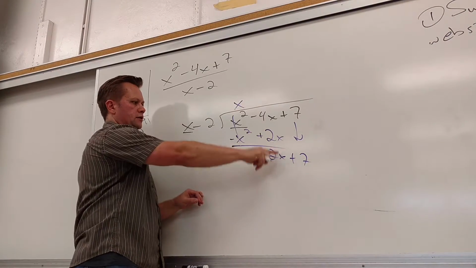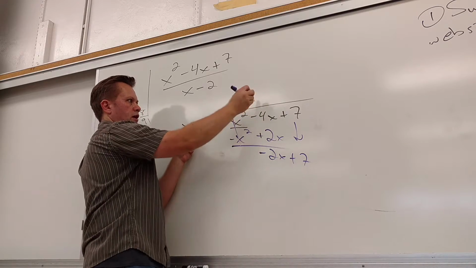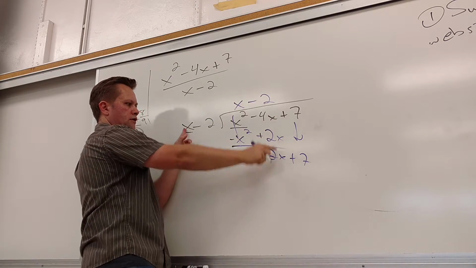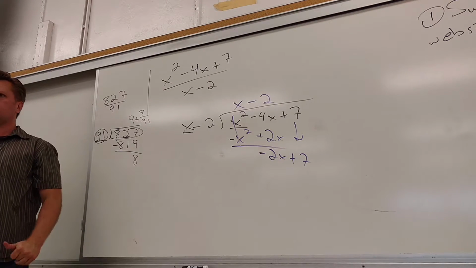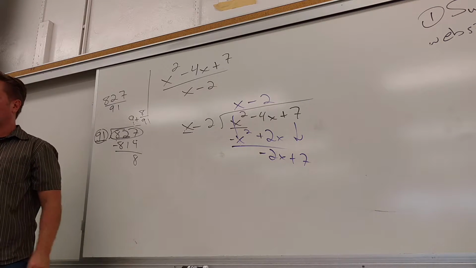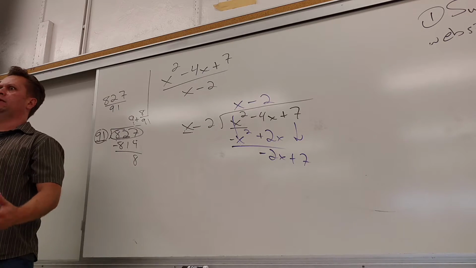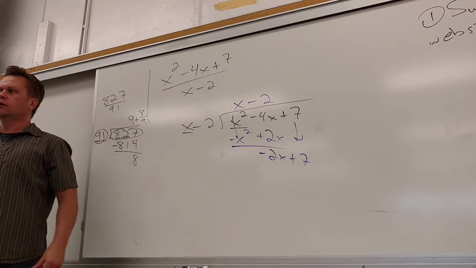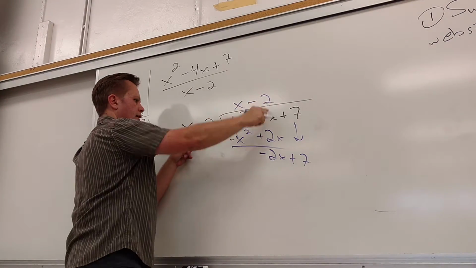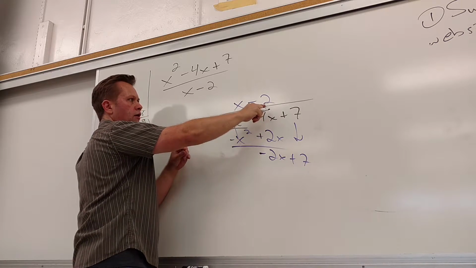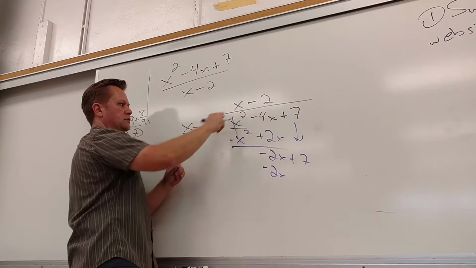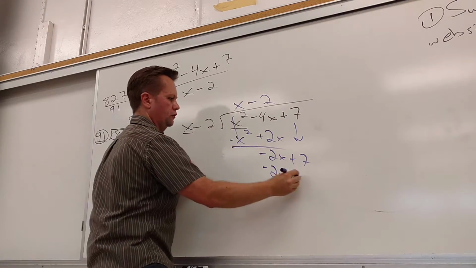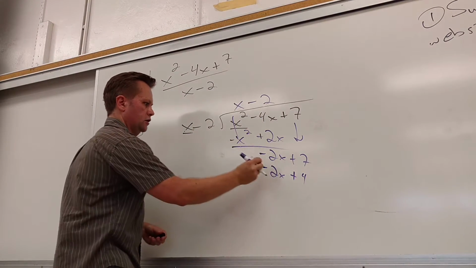X times what is negative 2x? X times negative 2 is negative 2x. It's exactly the same steps. It's almost creepy how the same it is, even though it looks so weird. X times that is this, so that's why I put that there. Negative 2 times x is that, amazingly enough. Negative 2 times negative 2? Plus 4. And then I change the signs.